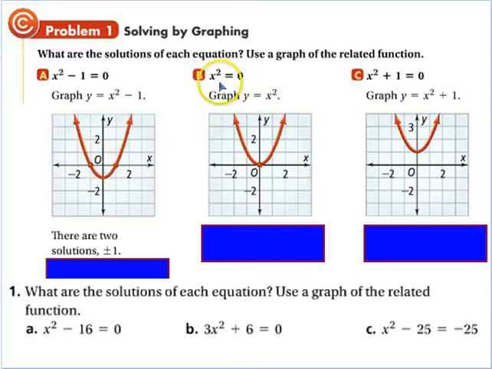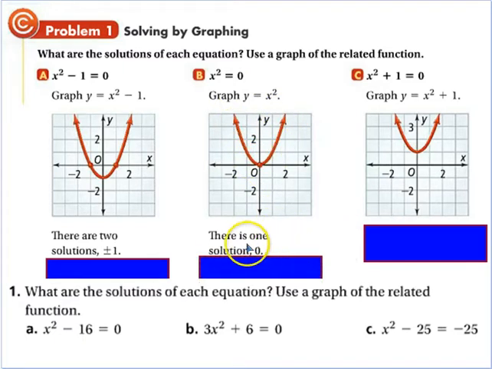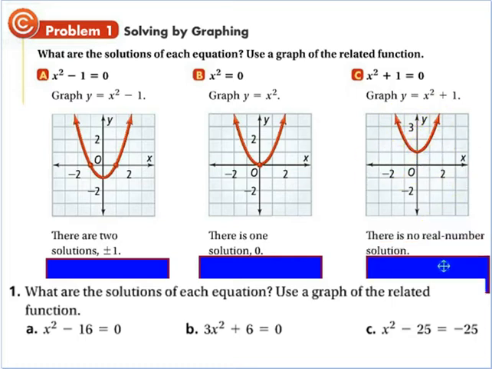Another type of graph is this one, x squared equals 0. You'll notice that it only touches the x-axis once. The answer is the solution of 0. There's only 1. Then we have a third type, x squared plus 1 equals 0. Look at the graph. It never crosses the x-axis, so therefore there is no solution.